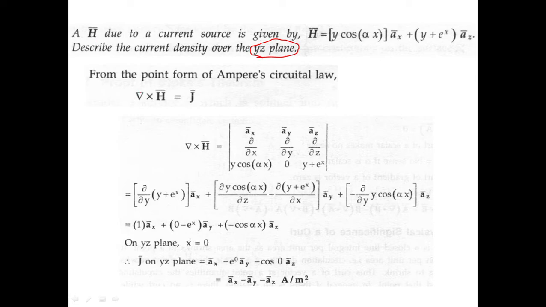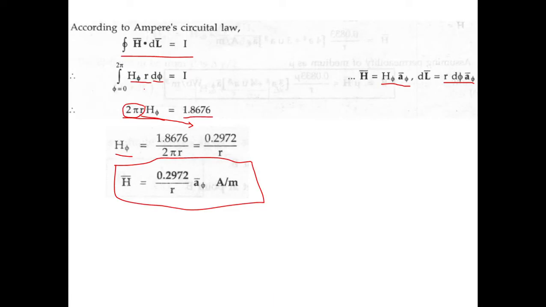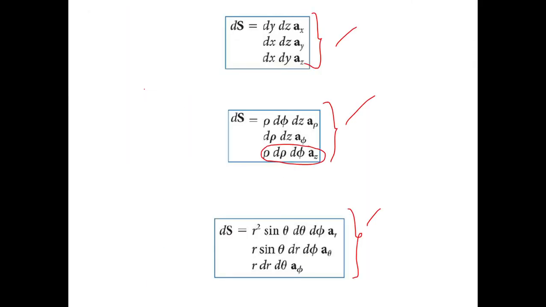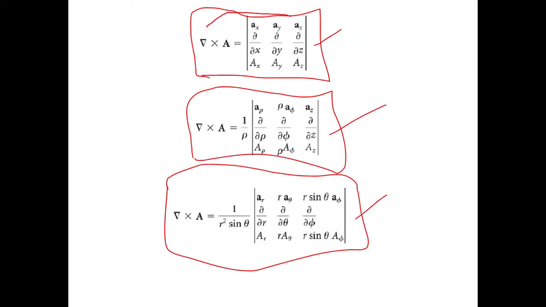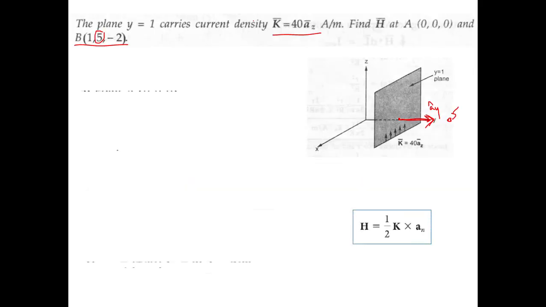So when the H vector is given and you're asked to find J, how do you find it? This we have from the point form of Ampere's law. J vector is equal to curl of H vector. Now what is the curl of H vector? I've given you the formula in the beginning of this slide. So the curl of H vector for the Cartesian coordinate system is this one. So I'll write this formula, the same thing I've written here.